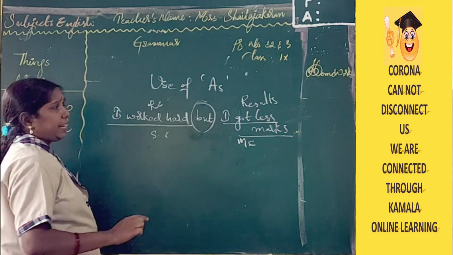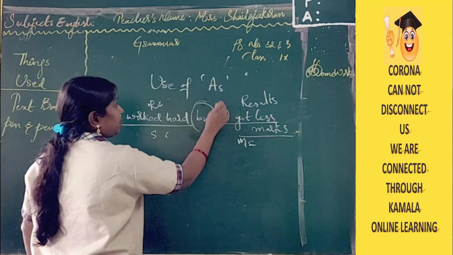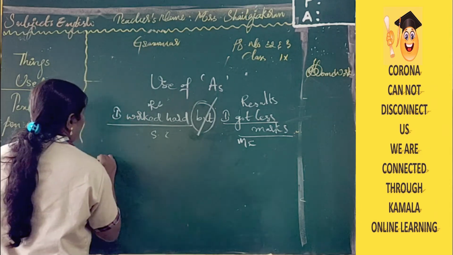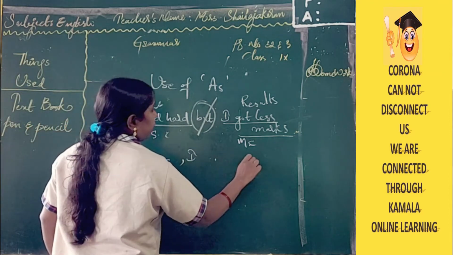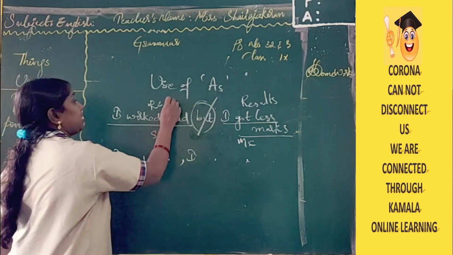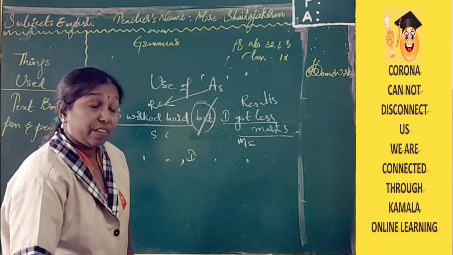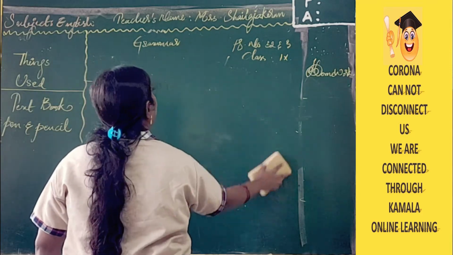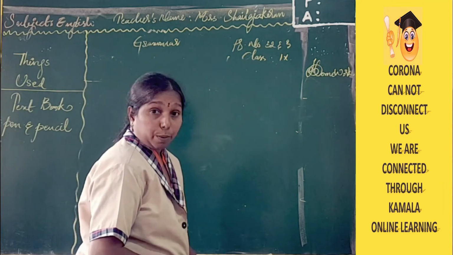So whenever you are adding these two sentences with as, this will be dropped. Two conjunctions should not be used. So, as I worked hard, comma, I got less marks. Okay? As is added to the reason. And when you are adding the two sentences with as, if there are any conjunctions before that, you must drop them. Okay? You must drop them.